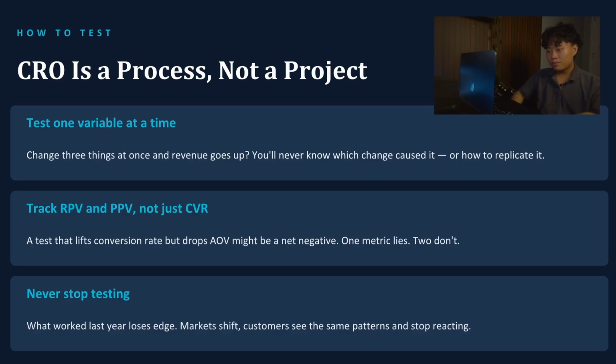And then you want to track RPV and AOV, not just CVR, because a test that lifts your CVR could drop your AOV and it might be a net negative, but you won't catch that if you're only looking at one metric. And then you never want to stop testing.